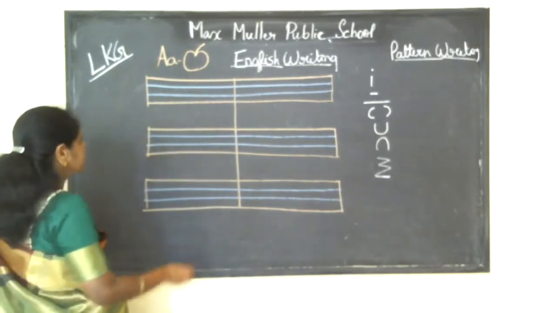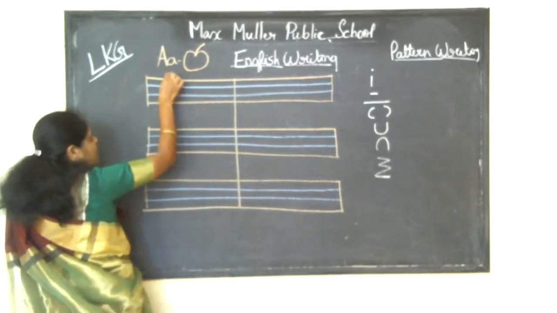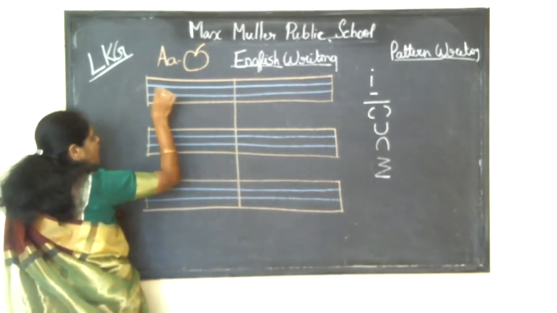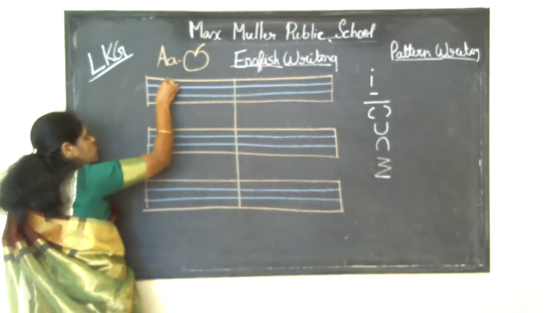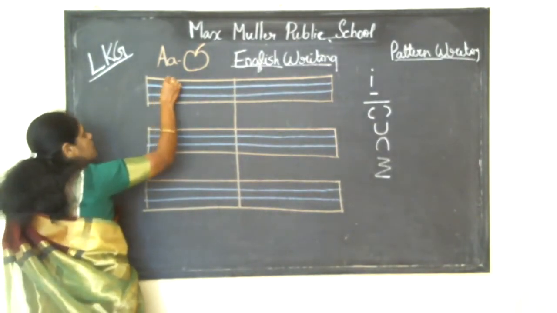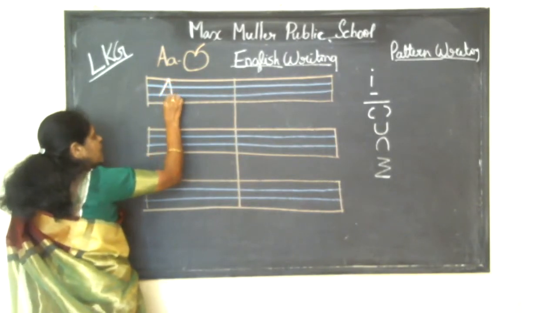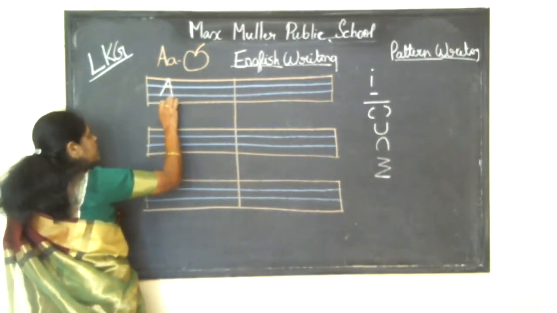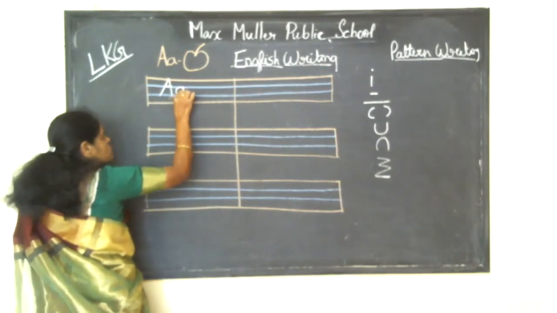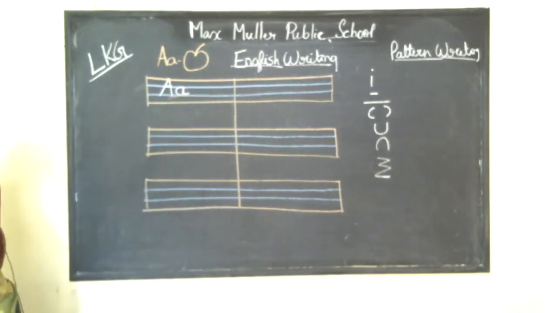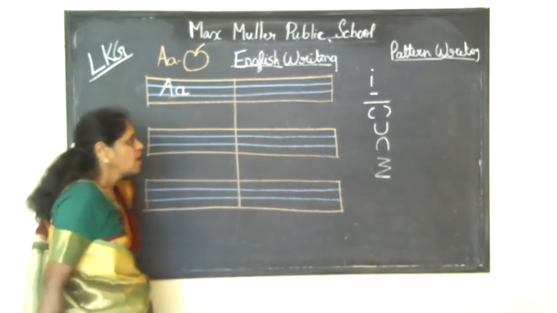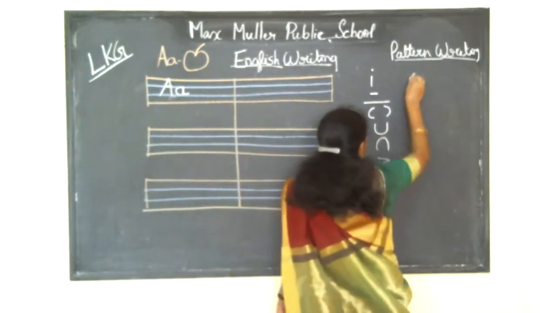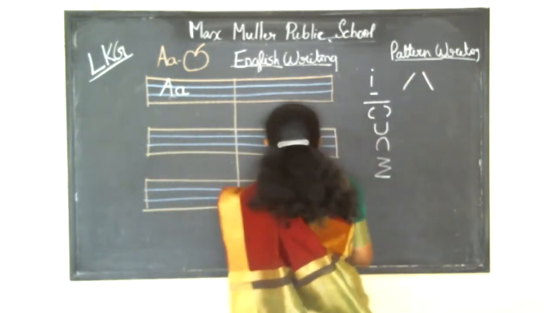Now how do you write capital A? From this is red line, blue line, red line. Now you start from the red line to the blue line, slanting line. Okay, capital A, small a, capital A, small a. What, children? Capital A, small a. And you also learn slanting line also. Okay?